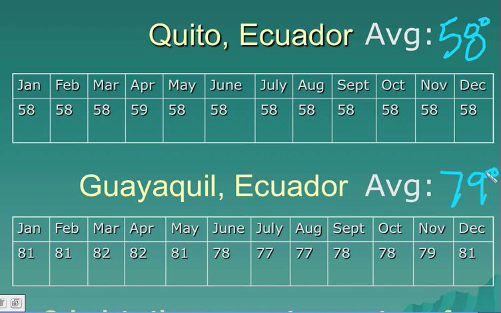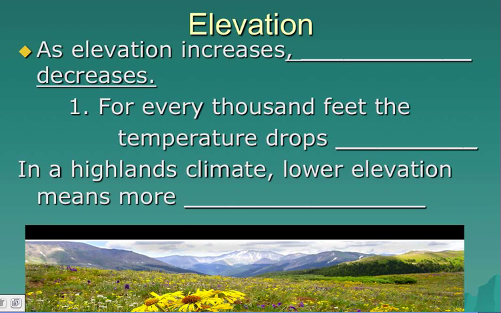79 degrees. Quito, again, was higher in elevation, close to the mountaintop, where Guayaquil was down lower in the river valley. What is our connection here between elevation and temperature? We know that as elevation increases, temperature decreases, right? The higher I am up the mountaintop, the cooler the air becomes. And that's traditionally why we tend to see snow on the top of mountains. The temperature there is cooler.